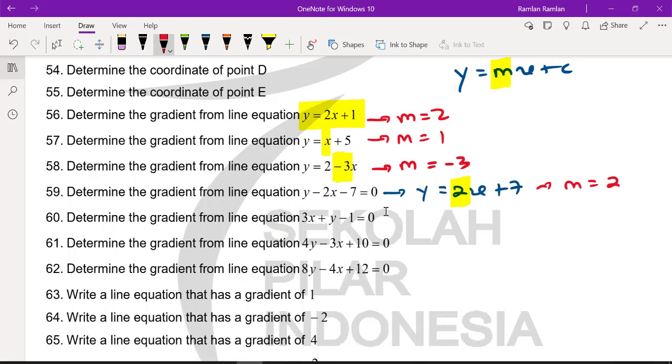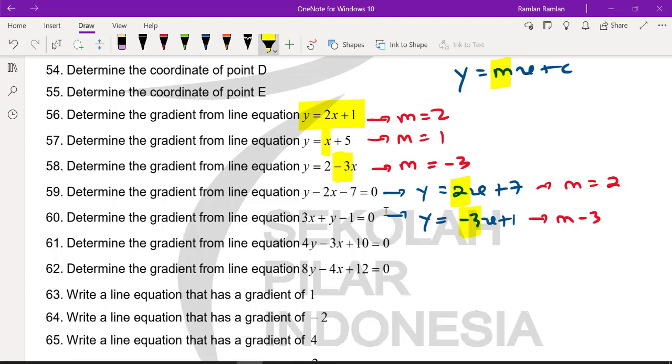Again, make y the subject so that y is alone on one side of the equal sign. And you will get y equals, I'm going to move this 3x and minus 1 to the other side of the equal sign. There will be minus 3x, right? And then minus 1 becomes plus 1. And as you can see, the gradient is just negative 3 because that is the coefficient of x. Okay, so be careful with that.